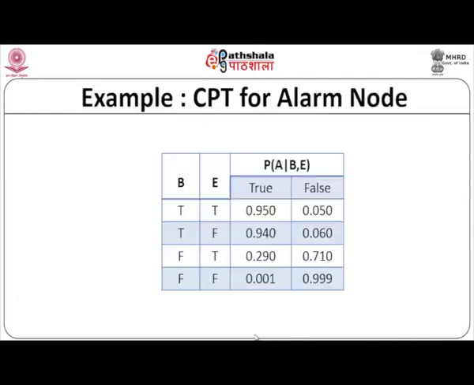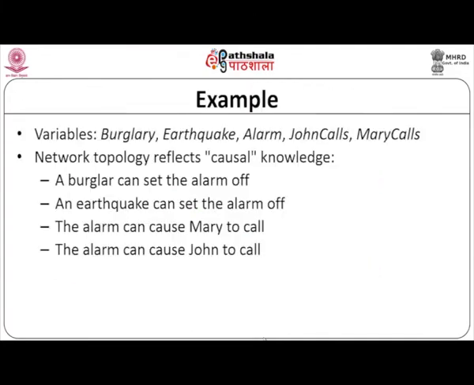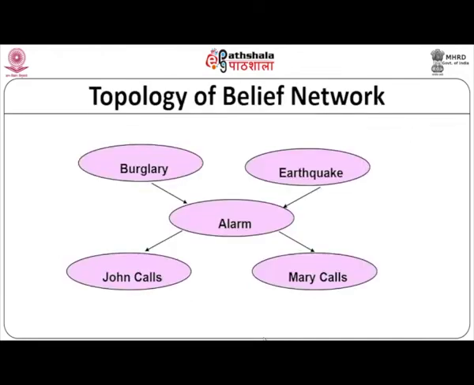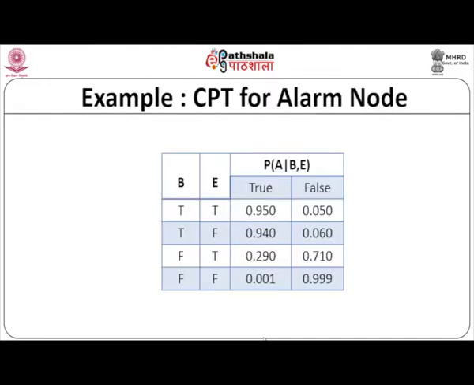This we have already discussed in the previous module. Here, for example, is the conditional probability table for the alarm node. If you see the diagram, the alarm is dependent upon two parents, burglary and earthquake. So, the conditional probability table will have burglary, earthquake and alarm. Burglary and earthquake can both be true, burglary can be true and earthquake false, burglary can be false and earthquake true, and both can be false.